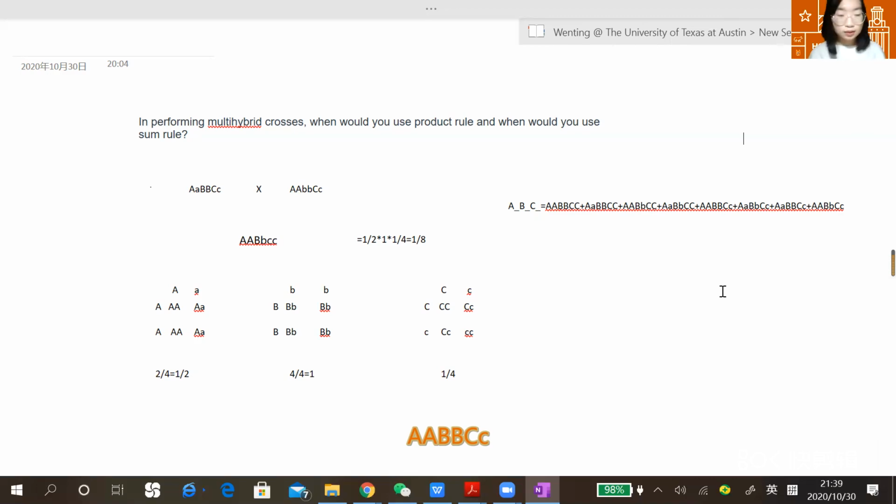1 big C, 1 small c, plus 1 big A, 1 small a, 1 big B, 1 small b, 1 big C, 1 small c, plus 1 big A, 2 big B, 1 big C, 1 small c, plus 2 big A, 1 big B, 1 small b, 1 big C, 1 small c. All of these added up give the probability of the phenotype.